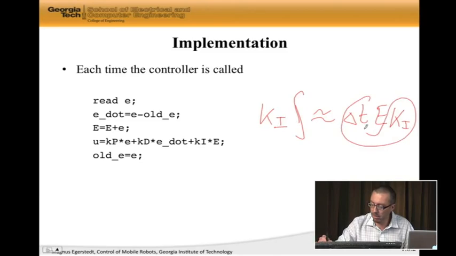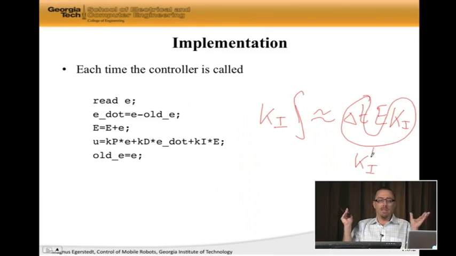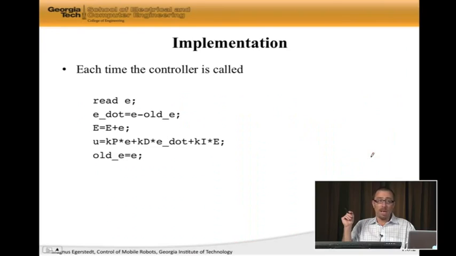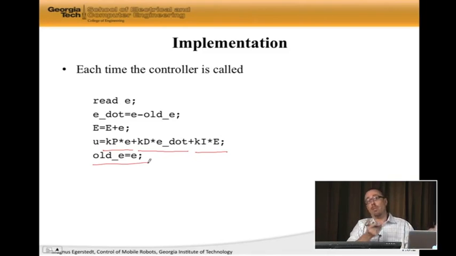Well, let's take these and call this my new ki. Then again, I get rid of delta t. So if I do that, my actual controller is kp times E plus kd times E dot, which I just computed, plus ki times E. This is my control structure. This is how we actually implement it. And then I just need to remember, at the end, to store the latest E as the old E, so next time I call the controller, I have the previous value. This is the implementation of a PID regulator.